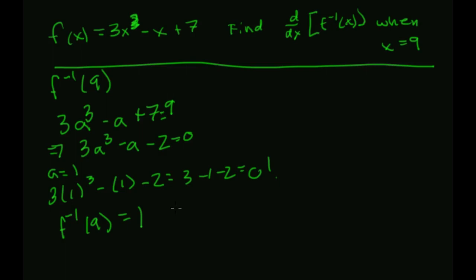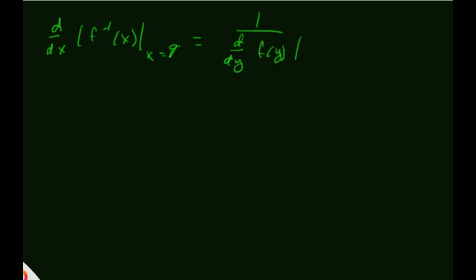Alright, so we're going to use that fact to find the derivative of the inverse when x equals 9. Using the formula above, the derivative with respect to x of the inverse of x when x is equal to 9 should equal 1 over the derivative with respect to y of f of y when y is 1.